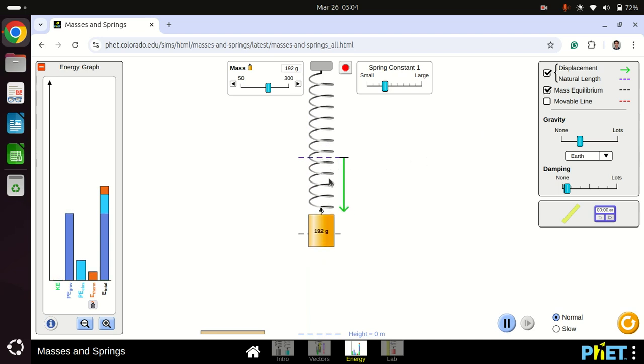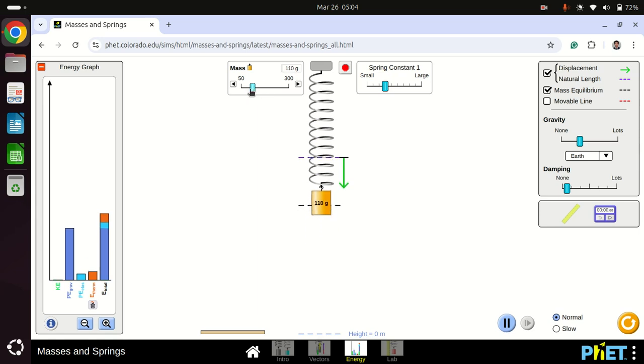If this is increased, the potential energy is half kx square. So if x is increased, this potential energy is also going to increase. And how is this x going to increase? If we attach more mass.